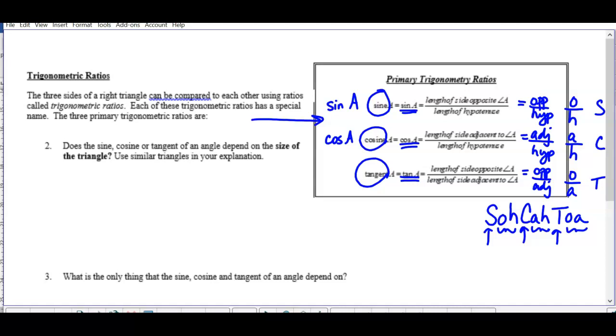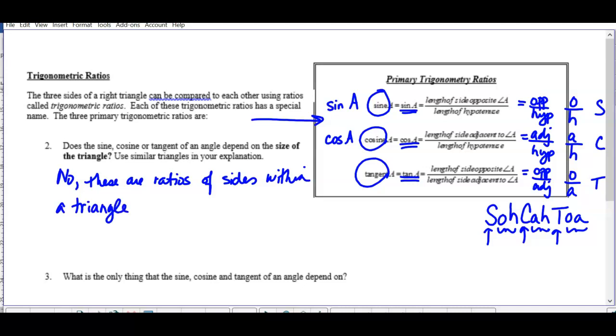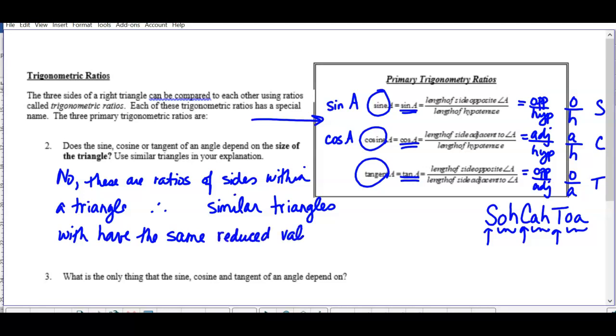Okay, so does the sine, cos, or tan of an angle depend on the size of the triangle? No, because it's a ratio of sides. So no, these are ratios of sides within a triangle. And therefore, similar triangles will have the same reduced value of each ratio.